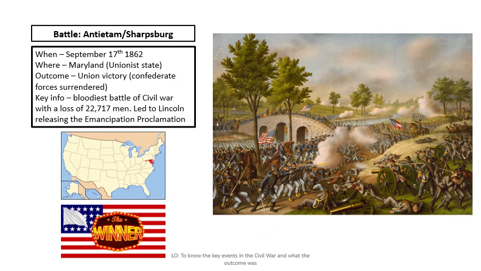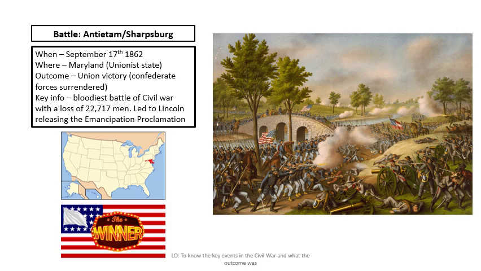So we have our battle at Antietam and Sharpsburg next, okay? September the 17th, 1862. It took place in Maryland. You can see that highlighted there on your map. And that was a Union state. You can see on your map that it's in the top half of the country, which is one of the northern states. Remember, the South is at the bottom.